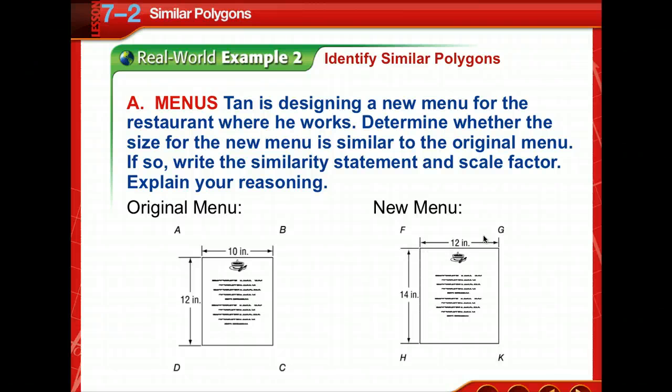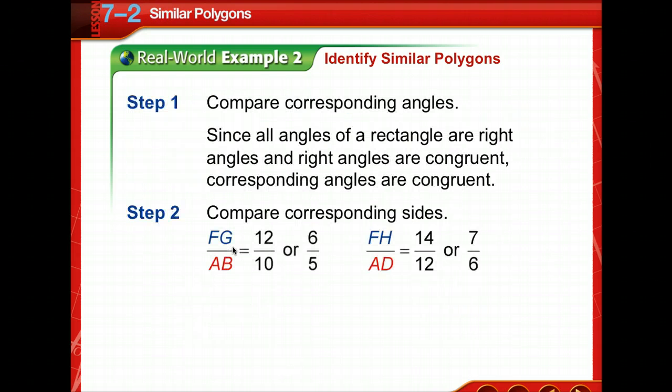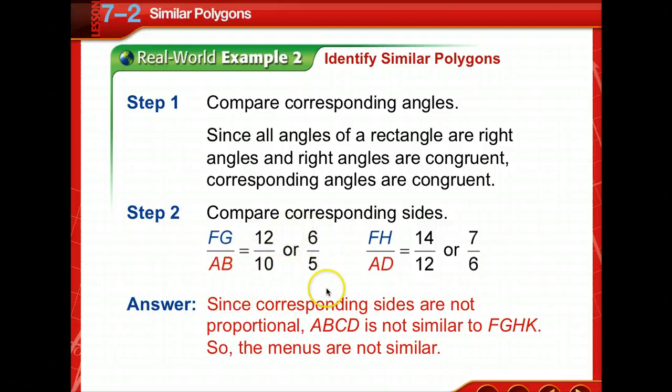The ratio of the lengths of corresponding sides of two similar polygons is called the scale factor. Now the scale factor depends on the order of comparison. So let's look at this example. We've got two menus. If we look at FG compared to AB, we would have 12 over 10. Do you see that? Which would be reduced to 6 over 5. Now let's look at this length, FH compared to AD. That would be 14 over 12, which would reduce to 7 over 6. 7 over 6 is not the same thing as 6 over 5.